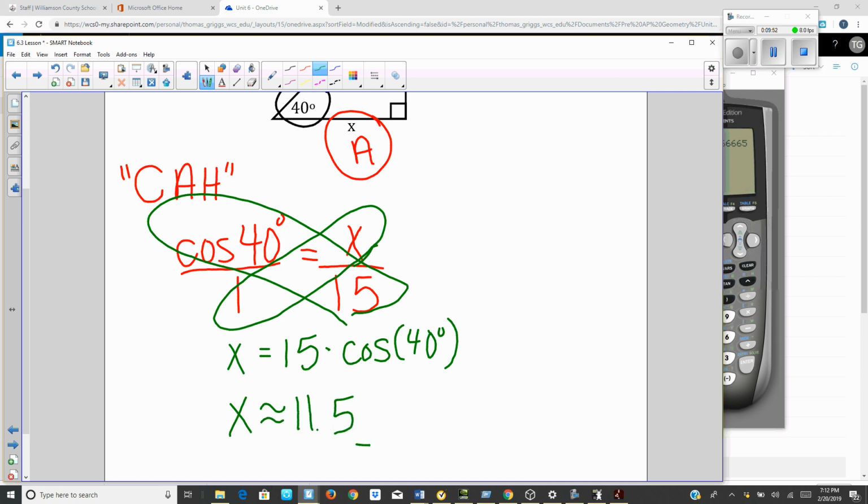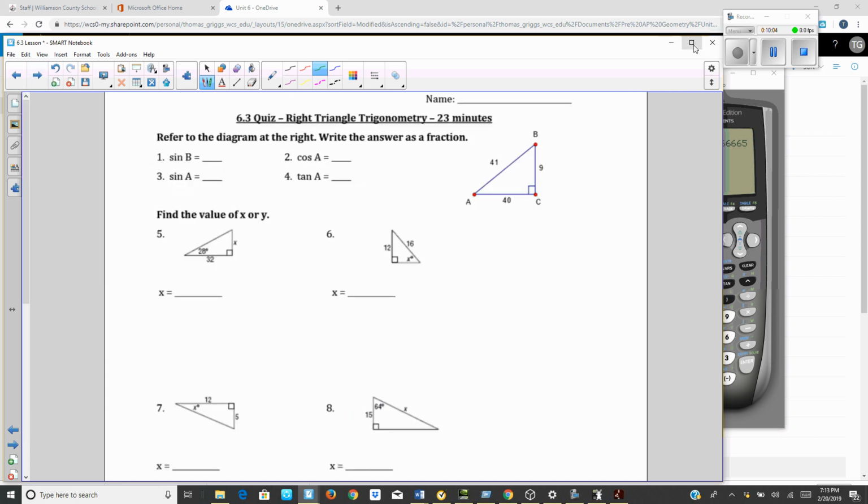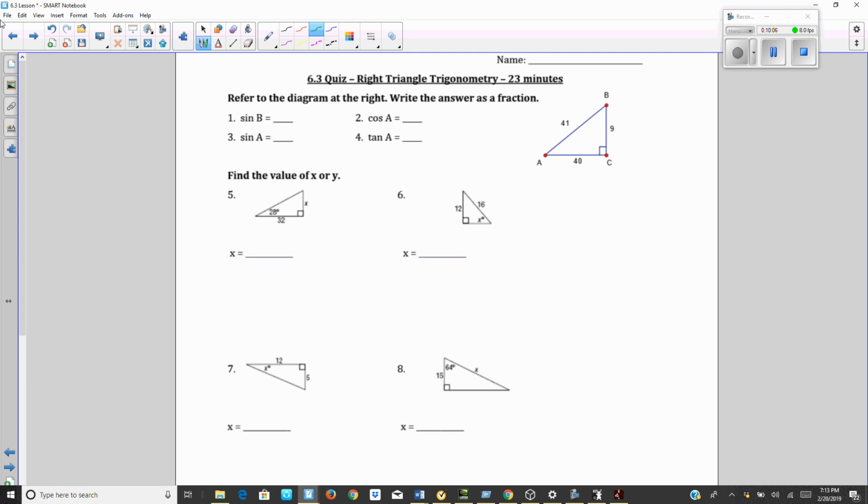All right, at this point, if you think you got it, you can go ahead and stop watching the video and then complete that back page on your own. If you need a little more help, I'm going to work out a couple more problems from the next page. So again, on these first four, we are writing the answers as fractions. And notice they change up the angle on each one. We're going to do 1 and 3.